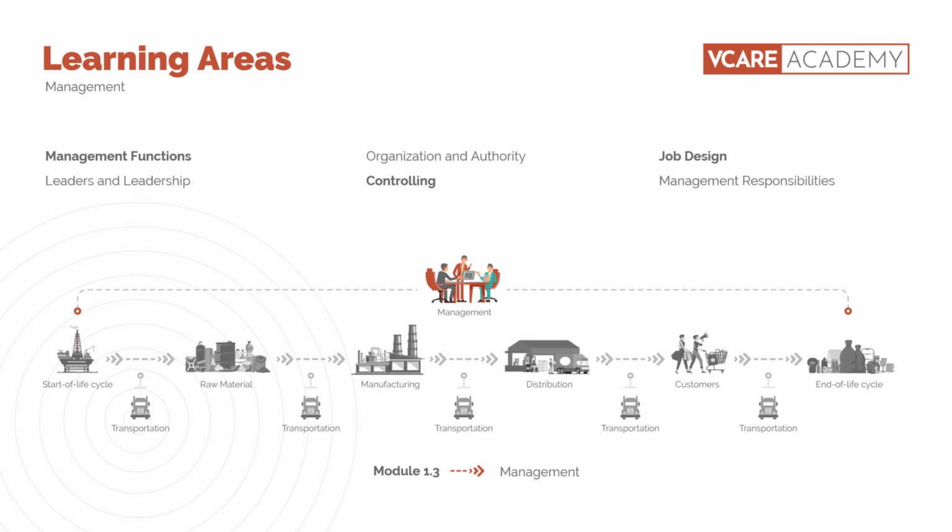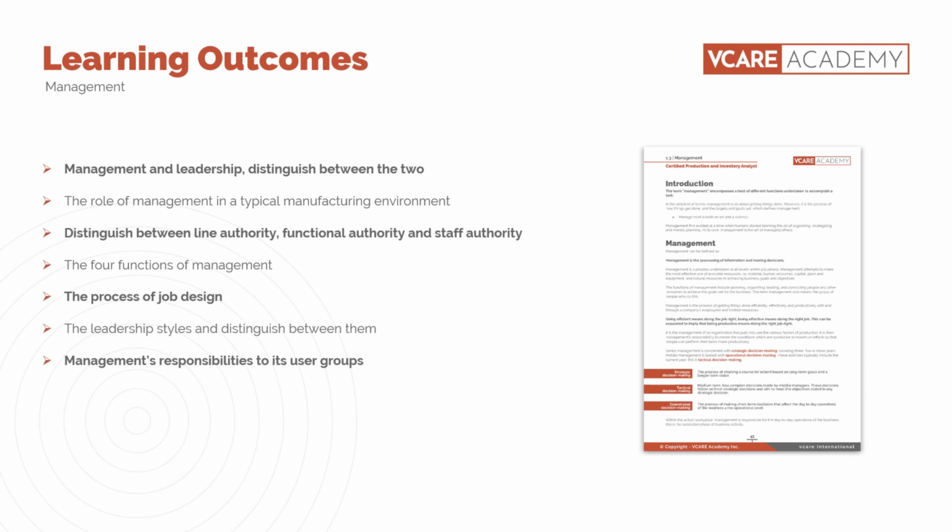And so what are the learning outcomes for this particular module? Management and leadership. We want to distinguish between these two things. There is a difference between management and leadership. The role of management in a typical manufacturing environment. We need to distinguish between line authority, functional authority, and staff authority. The four functions of management, the process of job design, the leadership styles and distinguishing between them, and management's responsibility to its user group.